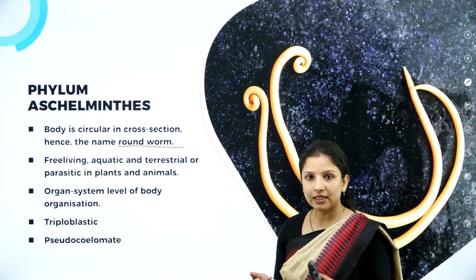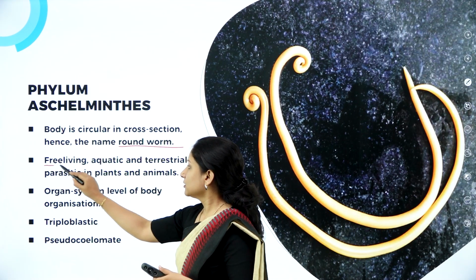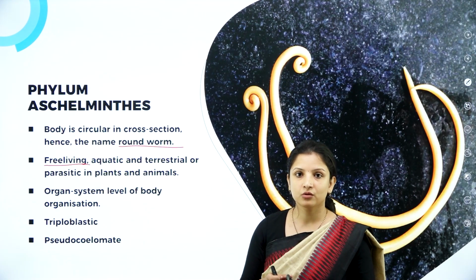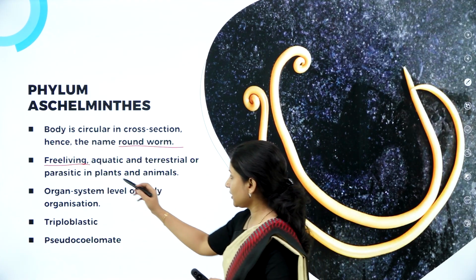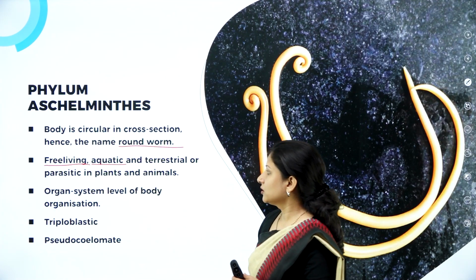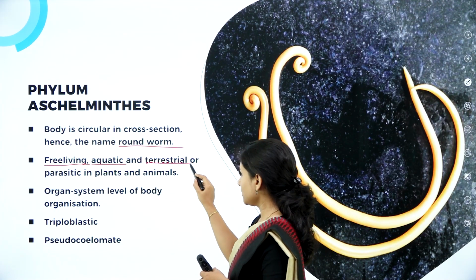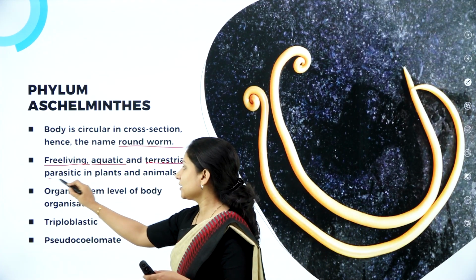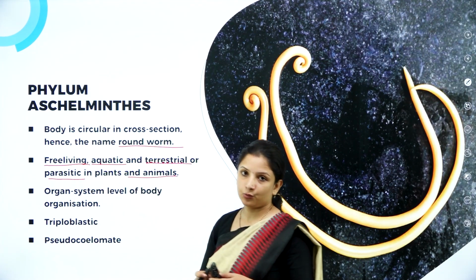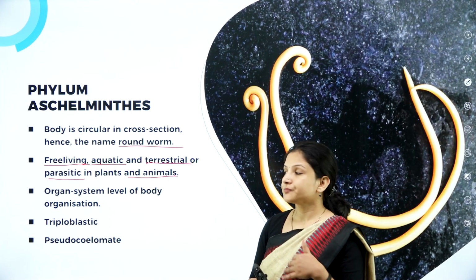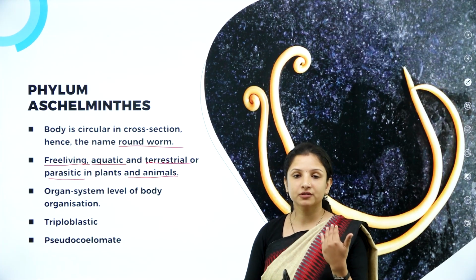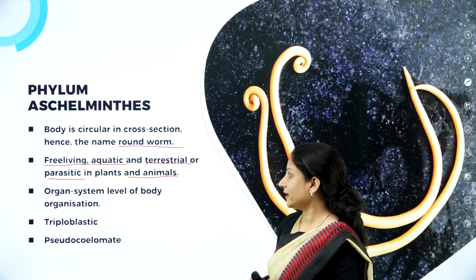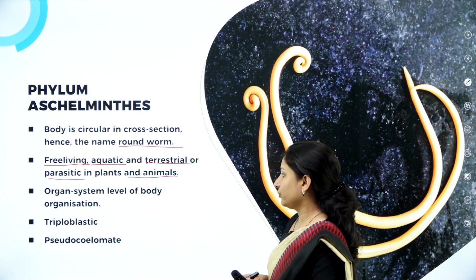And they are free living, that is, they are capable of movement, and they are aquatic. They live in water and they can be terrestrial, and some of these Aschelminthes can be parasitic in plants and animals as well, causing diseases. So we have Wuchereria, which can cause a form of filarial disease. So like that, they can be parasitic as well.